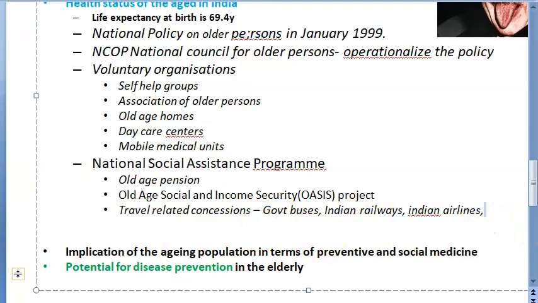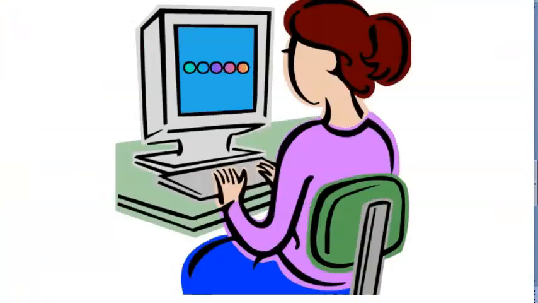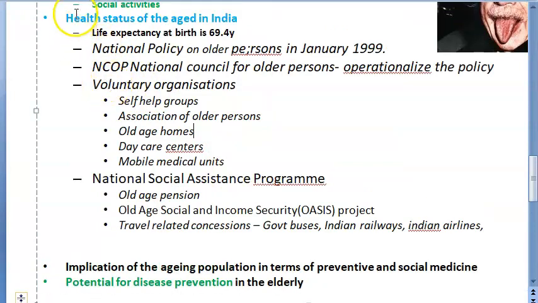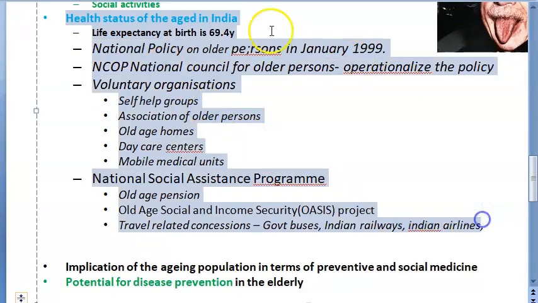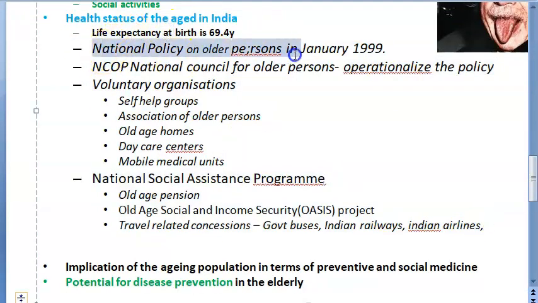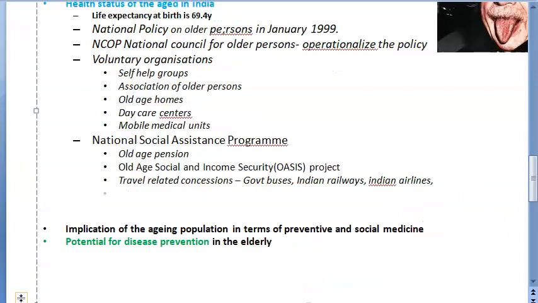Then you have to mention these points, guys. If you don't mention these specific points, especially this health status of aged in India, you will not get marks. So what is it? National Policy of Older Persons, January 1999. NCOP, National Council of Older Persons. Voluntary organizations, National Social Assistance Program, Old Age Pension, Old Age Social and Income Security, OASIS project. Then all this, they'll have this senior citizen card and travel related concessions.